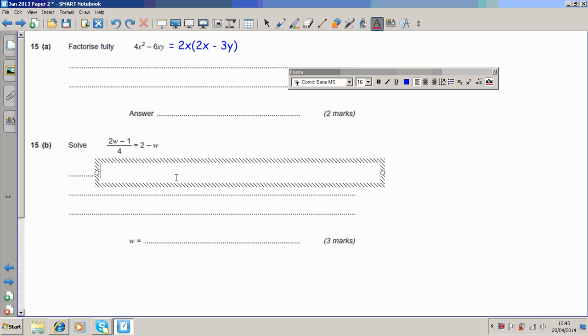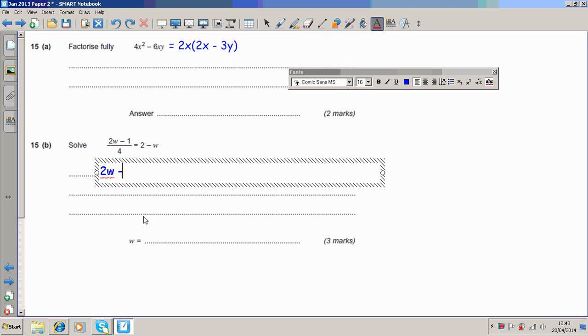Solve. Okay, so for me, whenever you're solving and you've got fractions involved, you want to get rid of the fractions as soon as you can, because fractions tend to make things quite difficult. So to do that, we've got ourselves left side and right side of this equal sign. If we times this side by 4, that will get rid of the divide by 4 bit, but then we have to times that side by 4 as well.